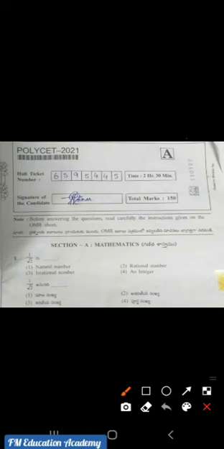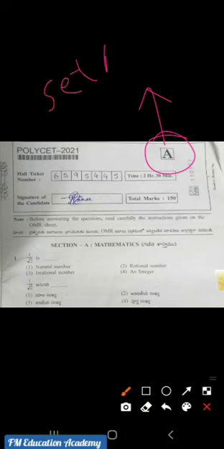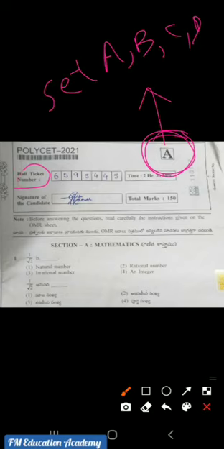Basically, this is your set code. You may have either set A, B, C or D. You have to write this under set code in your answer booklet, and here you will have a hall ticket number. You have to write the respective hall ticket number here and then sign, and this hall ticket number should also be written in your OMR. The total time allotted to you is 2 hours 30 minutes and the total marks is 150.